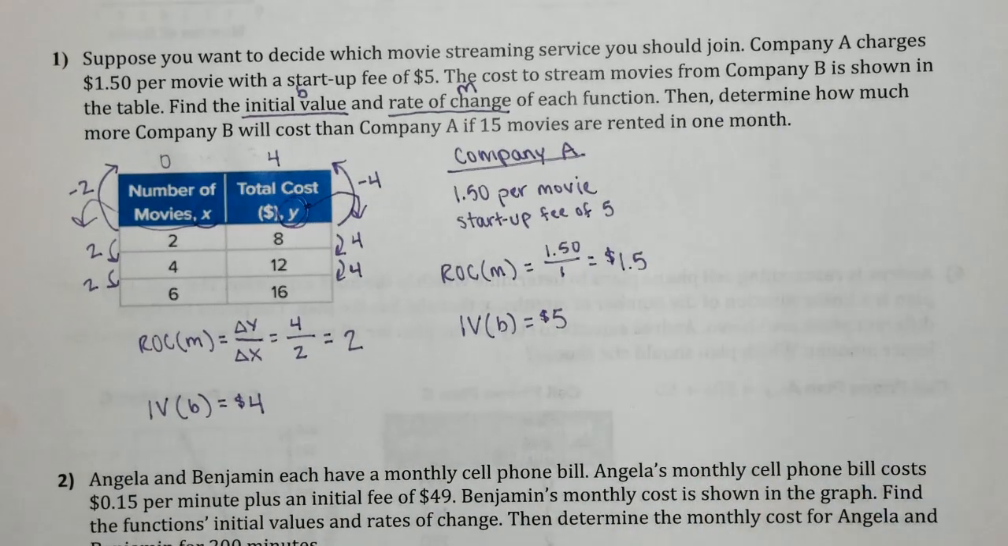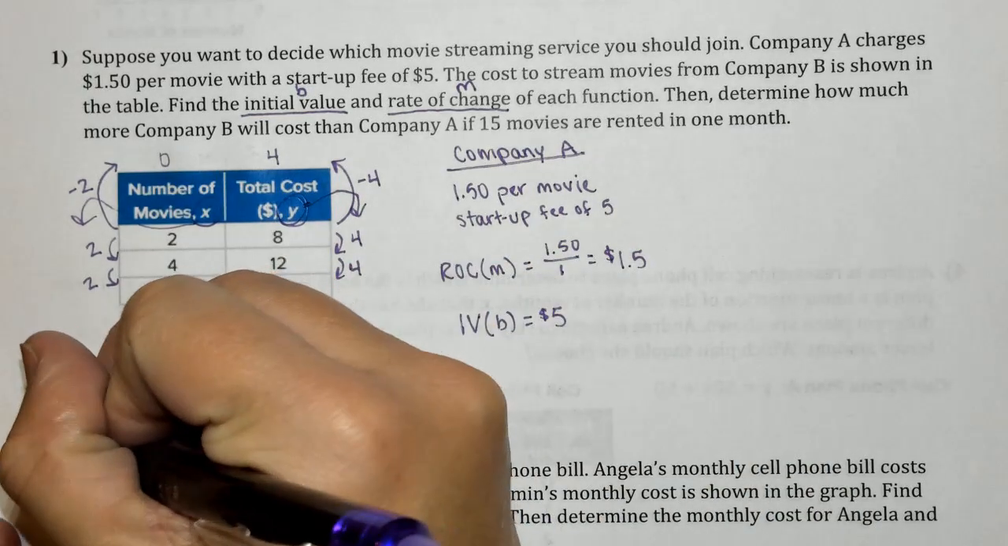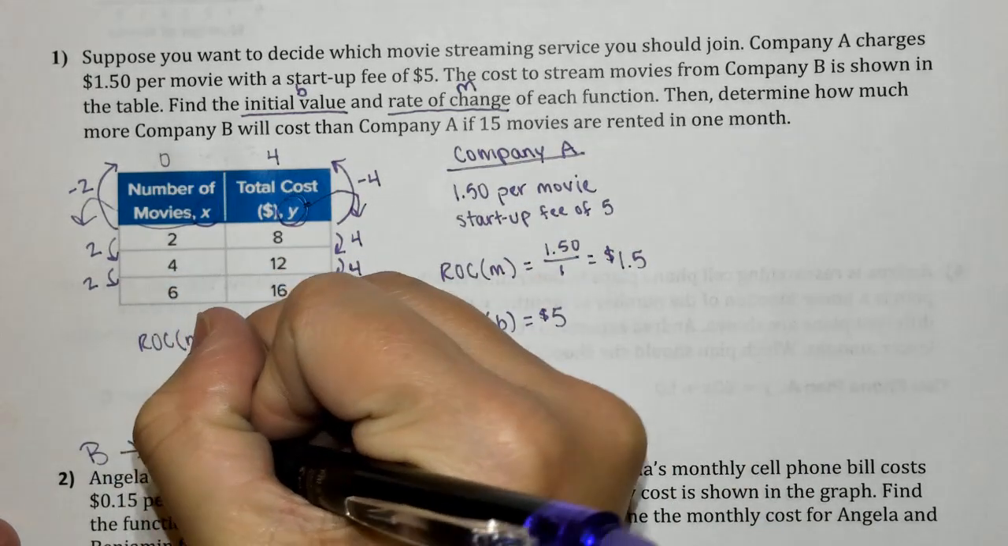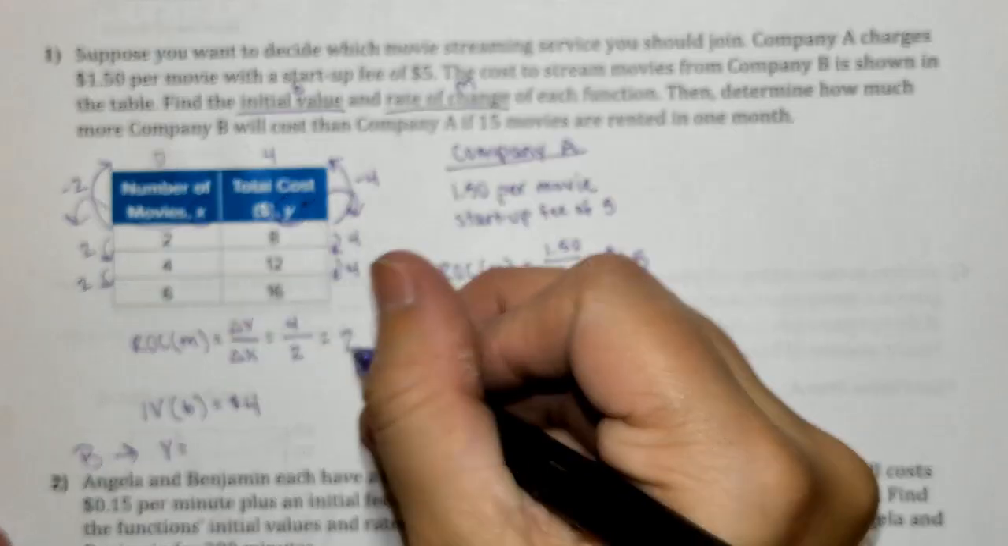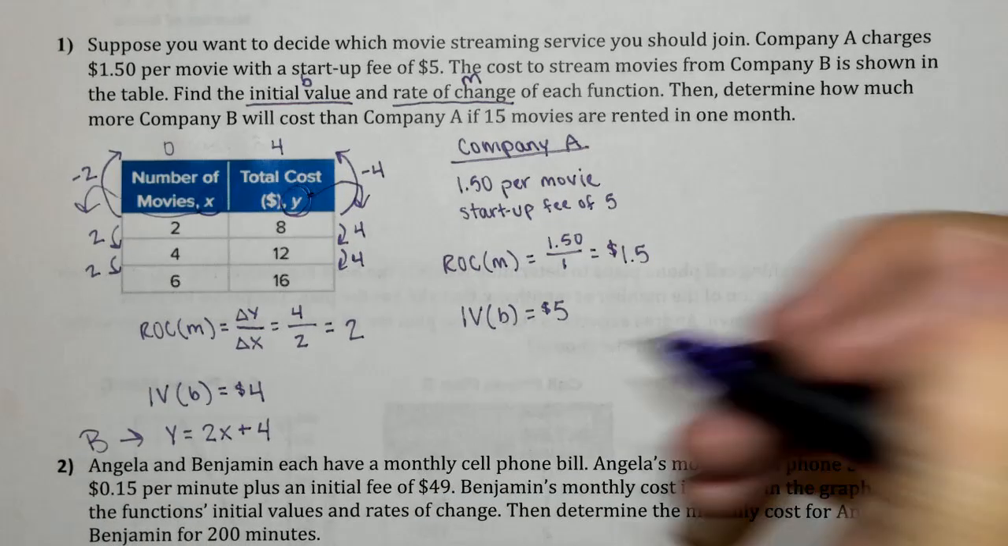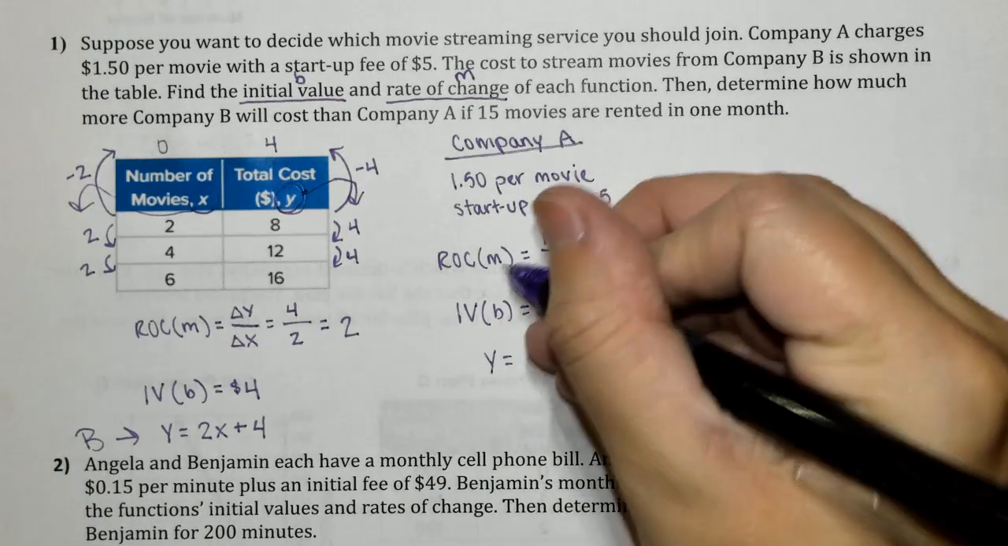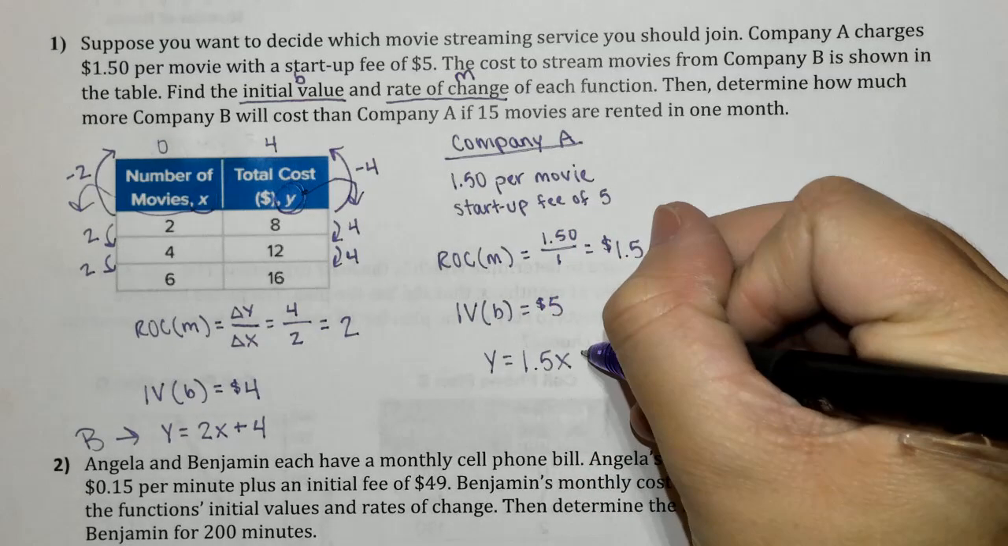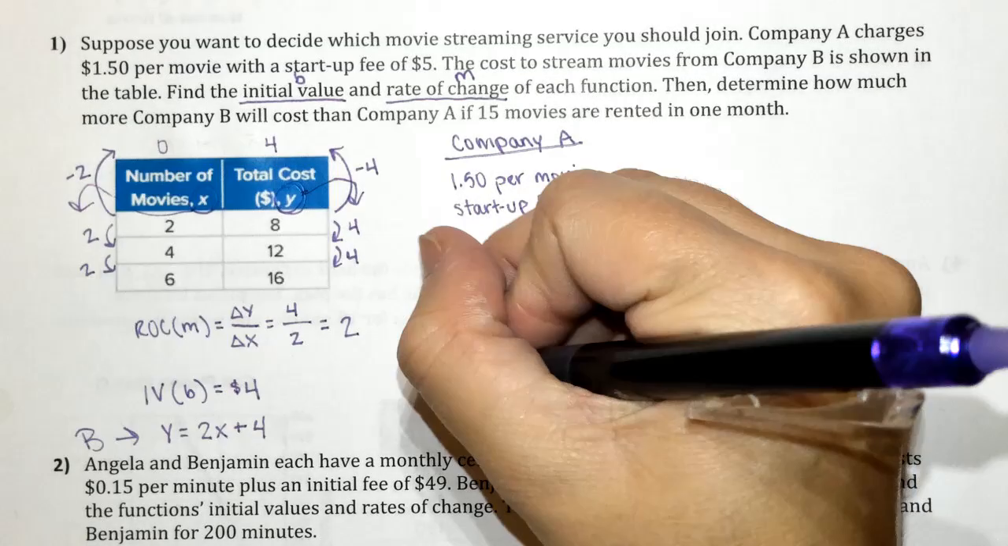It says, then determine how much more company B will cost than company A if 15 movies are rented in 1 month. Here is where we would maybe want to write the equation, which a lot of you could figure out without writing the equation, but the equation is so fast to write that it's most of the time very worth it. So here, I'm going to write it for company B. It's just y equals mx plus b, so y equals 2x plus 4. This one over here is going to be y equals 1.5x plus b. And this is company A.